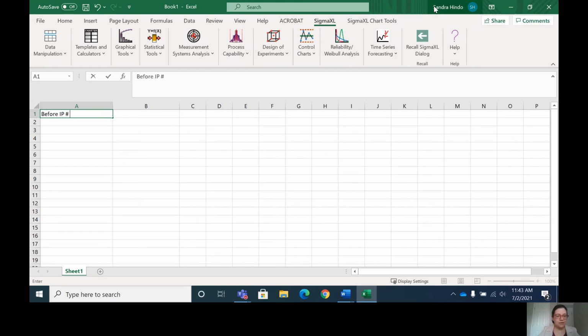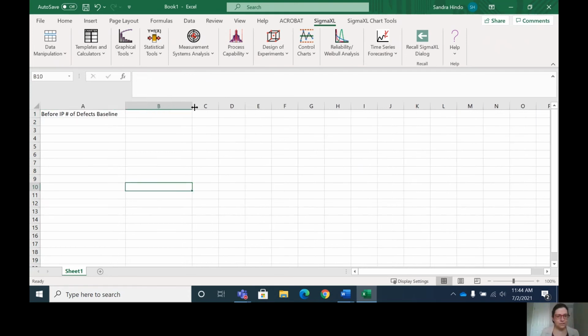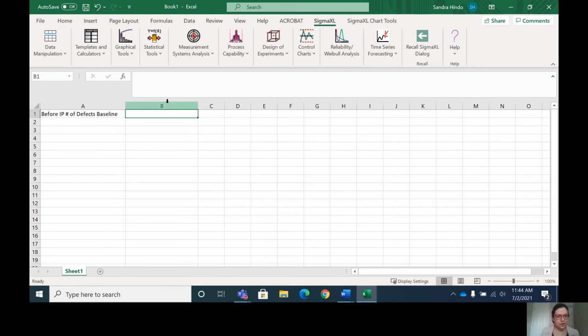number of defects. That looks good. Remember, what does the IP stand for? Improvement plan. This is your baseline, my friends. Before improvement plan, number of defects. We can also insert baseline if it helps you out. That does help out my students in keeping it a little more clear in case you get lost during the process.